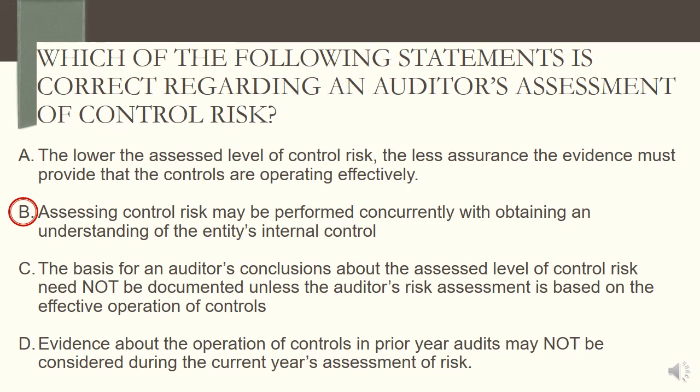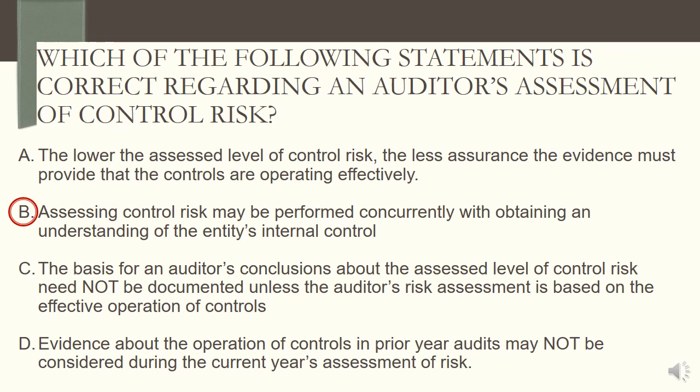Item C, the basis for an auditor's conclusion about the assessed level of control risk need not be documented. It needs to be documented. It's a required component of the working papers. And finally, A, the lower the assessed level of control risk, the less assurance the evidence must provide that the controls are operating effectively. Again, that's kind of true.